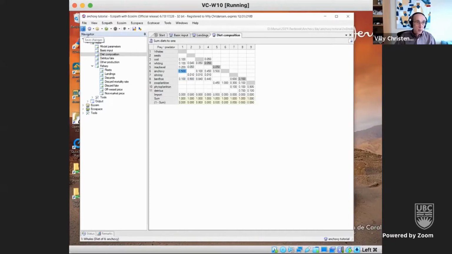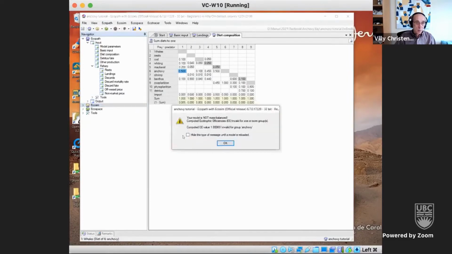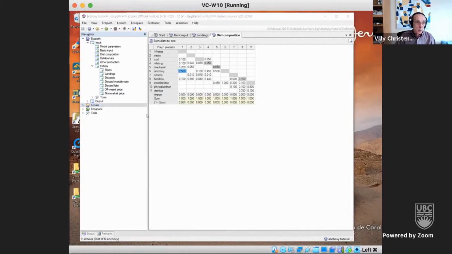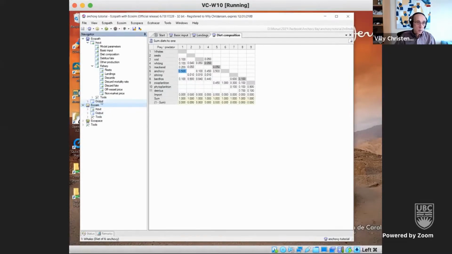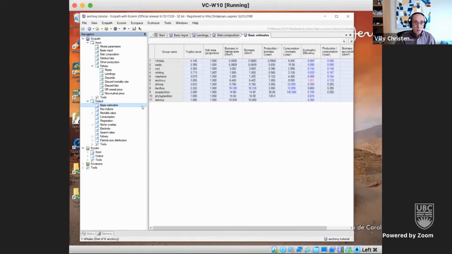So now we have entered all the input parameters, and we're going to go to Ecosim. Oh, there's a problem for Anchovy. That's interesting, but I don't want to go there. I want to see the output. Now that's interesting, that it's Anchovy that doesn't. It's 1.01, so we can easily fix this, because it may be something as simple as increasing the production biomass ratio.